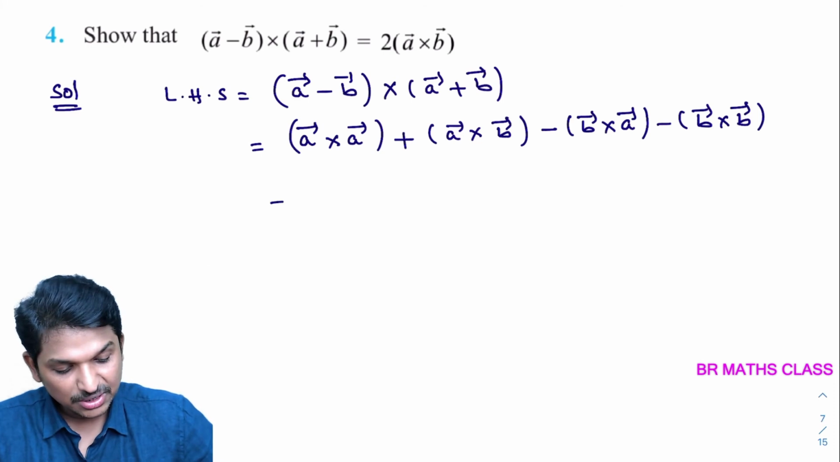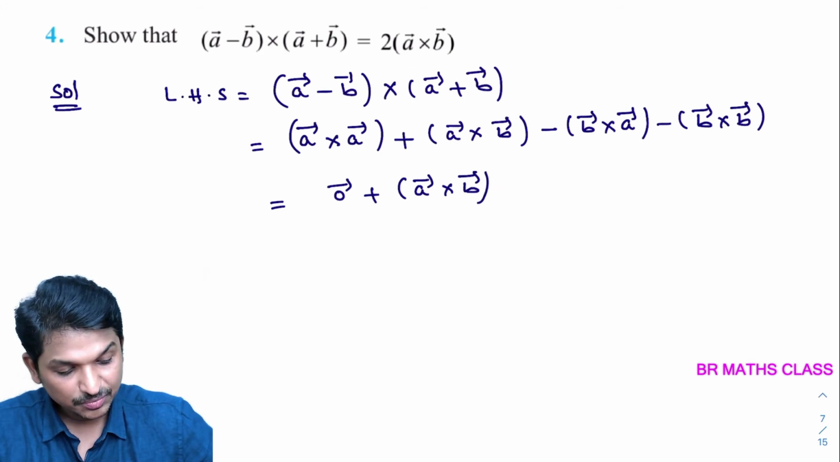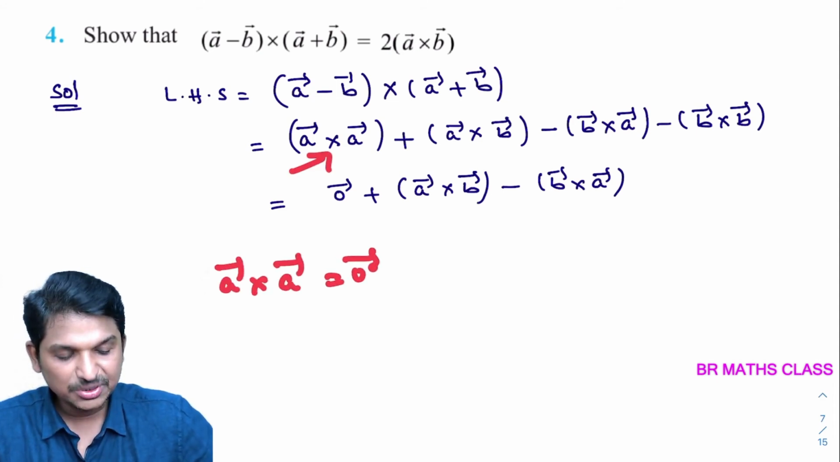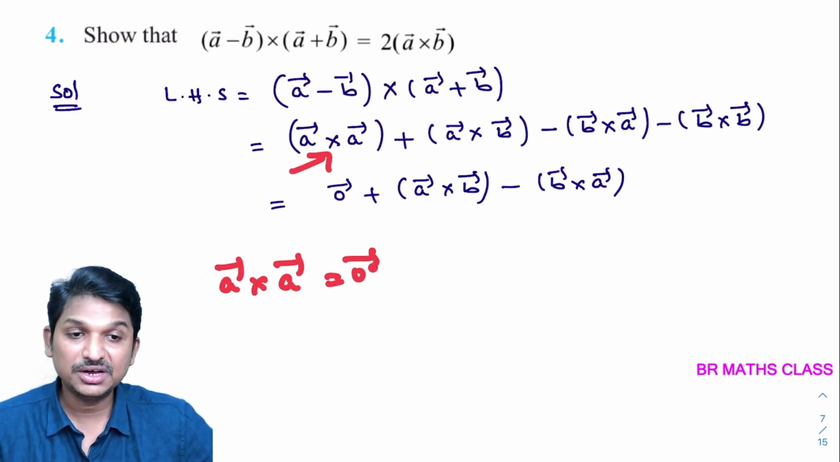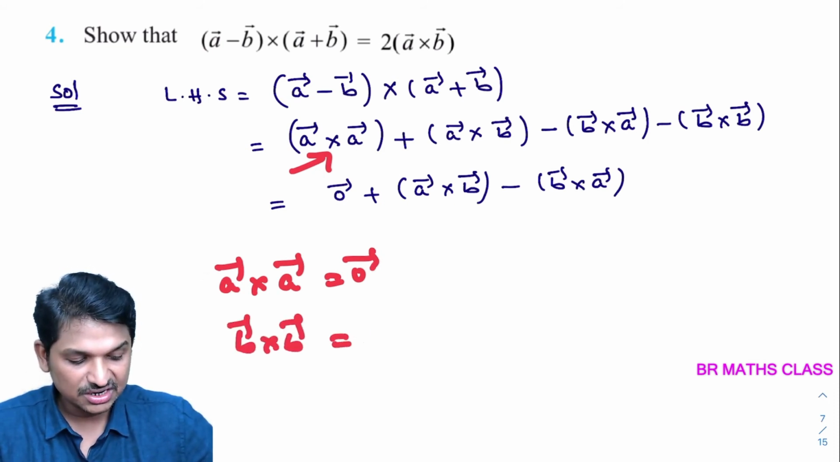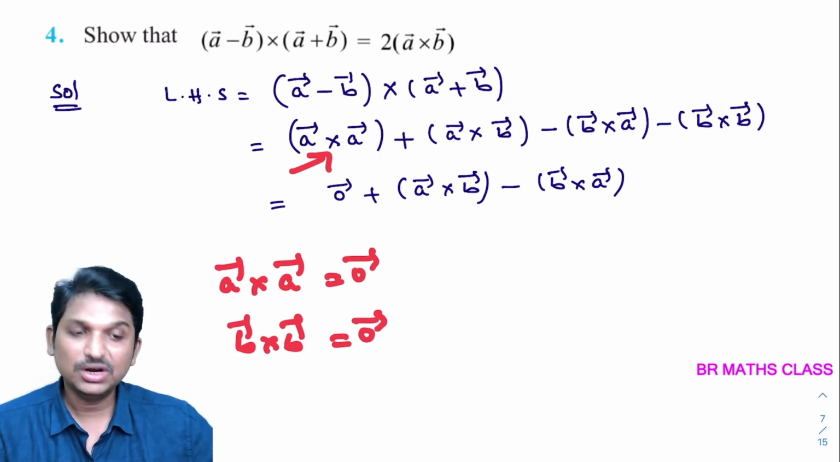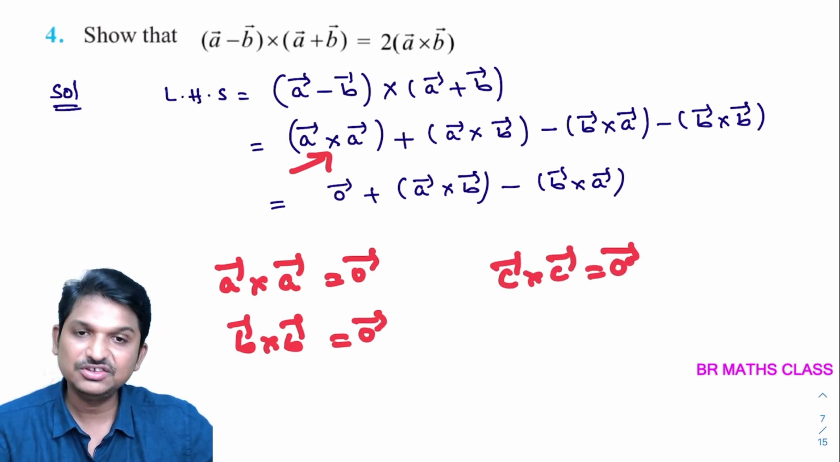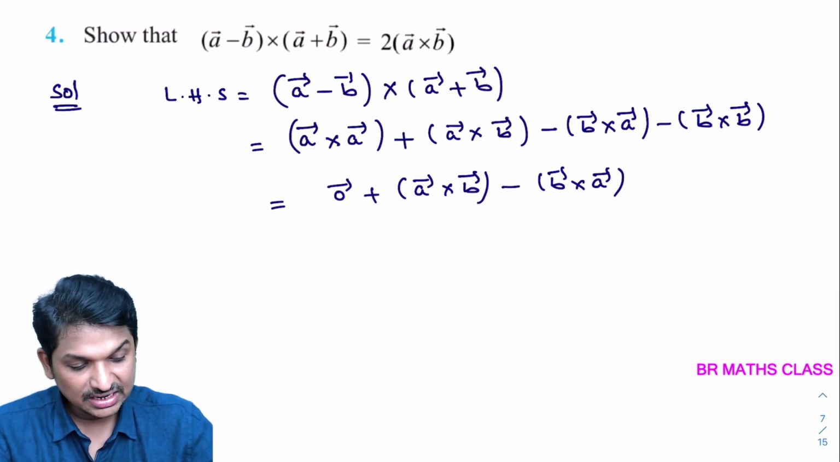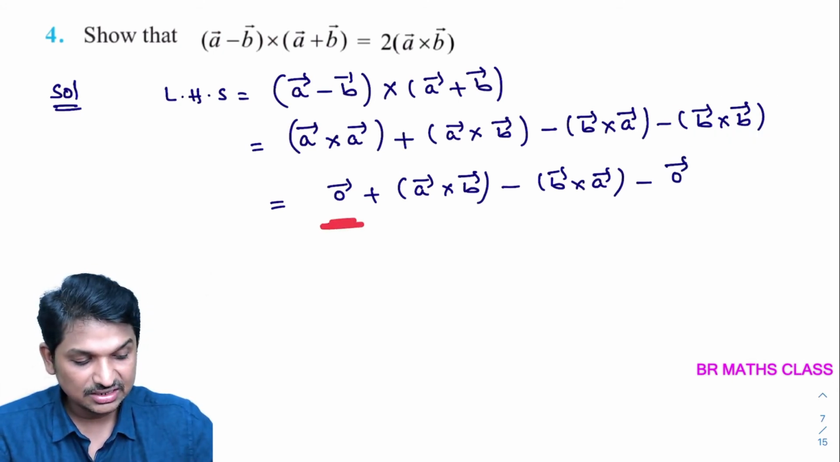This equals a bar cross a bar is 0 bar, plus a bar cross b bar, minus b bar cross a bar, minus b bar cross b bar. You know this a bar cross a bar formula, from the 14 formulas you learned. What is a bar cross a bar? A bar cross a bar is 0 bar. What is b bar cross b bar? B bar cross b bar is 0 bar. What is c bar cross c bar? C bar cross c bar is 0 bar, right? So here I will get b bar cross a bar minus b bar cross b bar, and b bar cross b bar is 0 bar. So no need to write these two things.